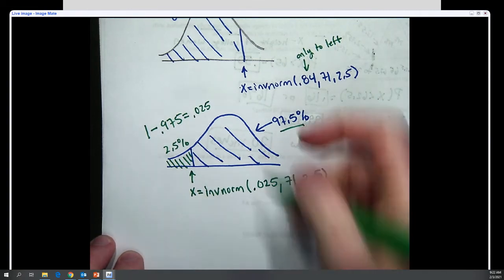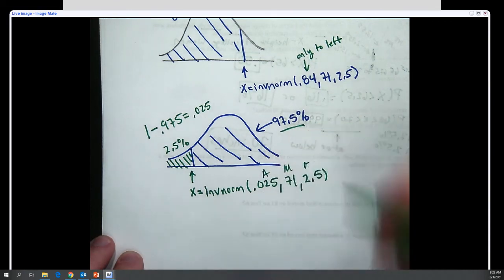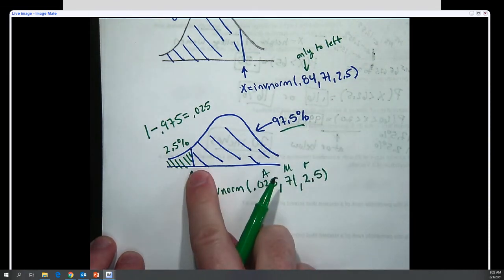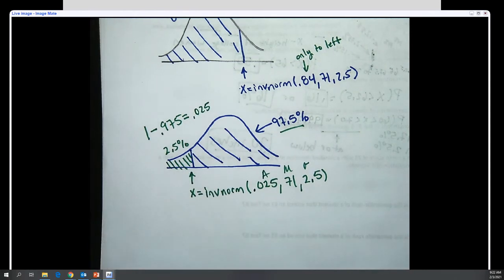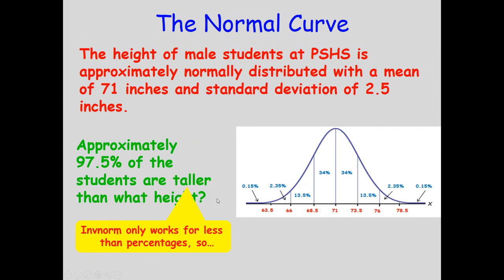So we still put in our area, our mean, and our standard deviation. But it's the area to the left of the value that I'm interested in. And that is why, even though it's saying approximately 97.5% of students are taller than a value, instead we have to type in that 2.5% instead of the 97.5%. This is probably the trickiest part about today's lesson. I don't think it's that bad, but that's maybe the hump you're gonna have to get over. And we find out that 66.1 inches is the height such that 97.5% of people are taller than them.